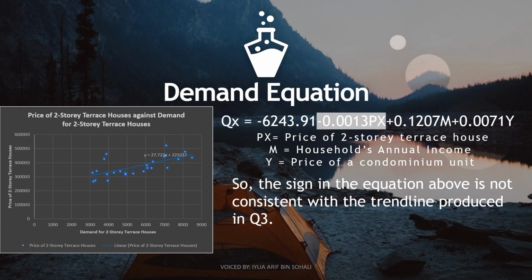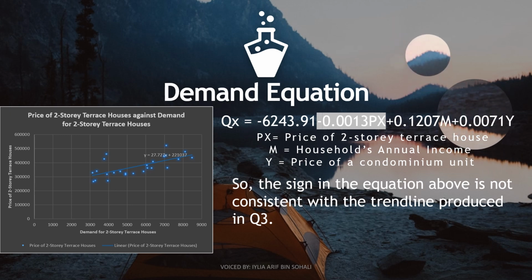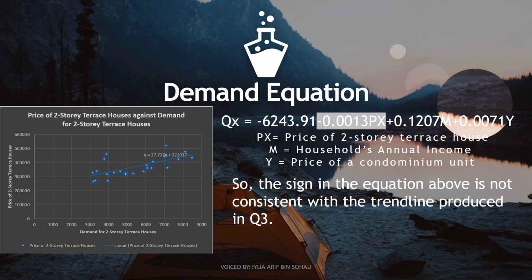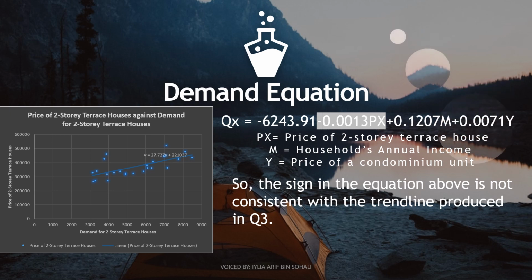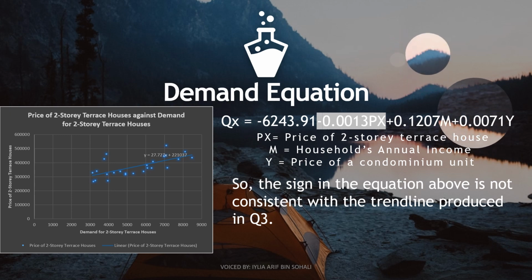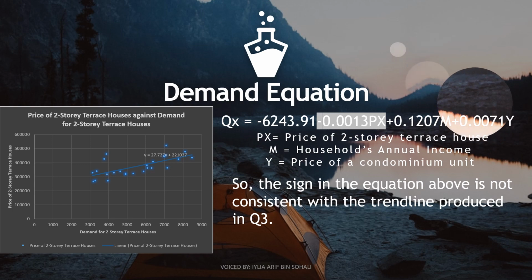From the demand equation below, the sign of the variable px is negative. That means if the price of 2-story terrace house increases by 1 ringgit, demand for 2-story terrace house will decrease by 0.0013. But as we can see from the graph, there is positive relationship between price of 2-story terrace houses against demand for 2-story terrace houses. Hence, the sign in the equation is not consistent with the trend line produced in question 3.